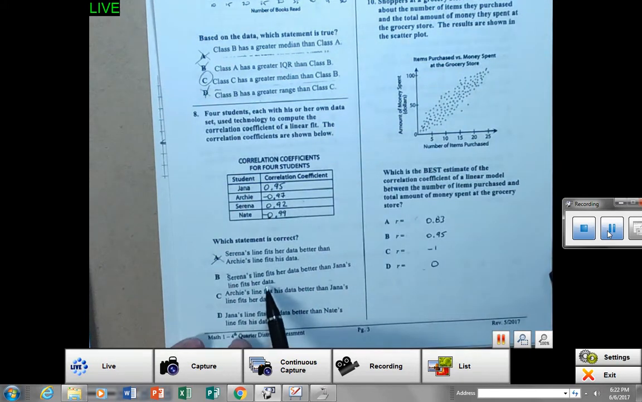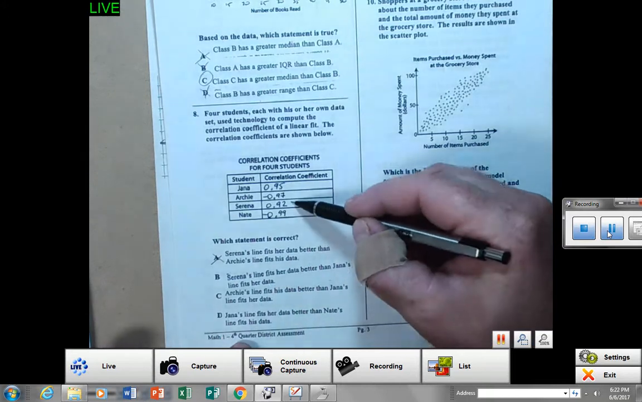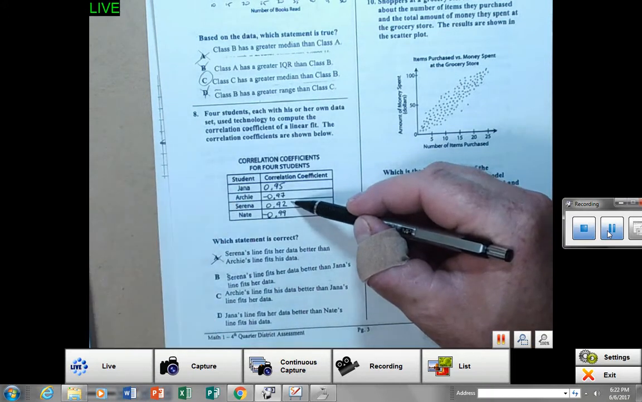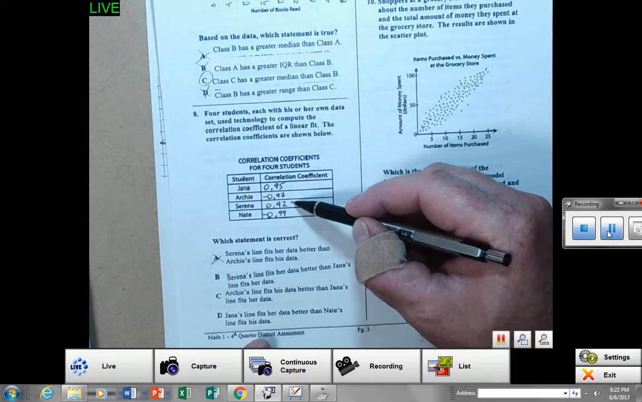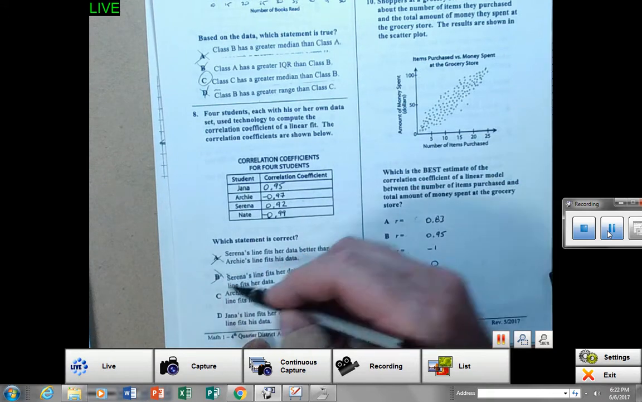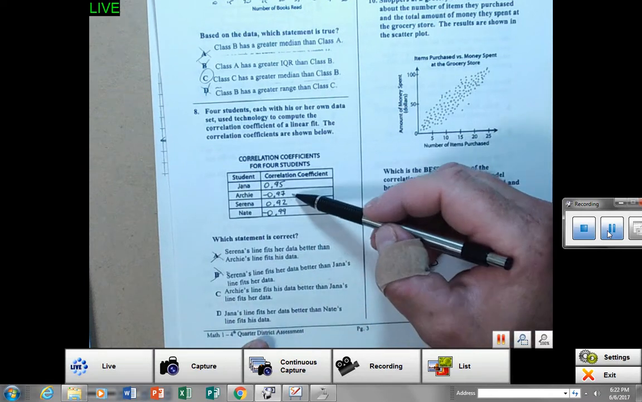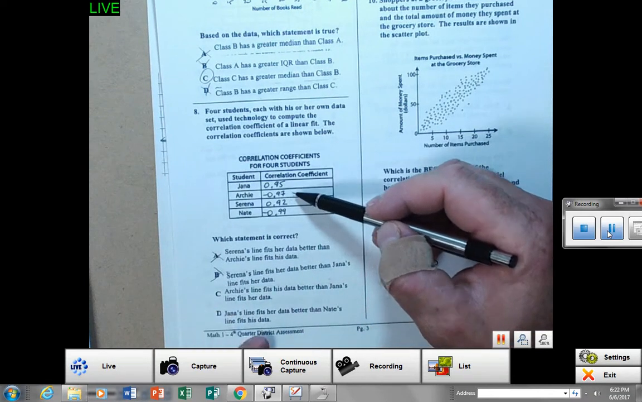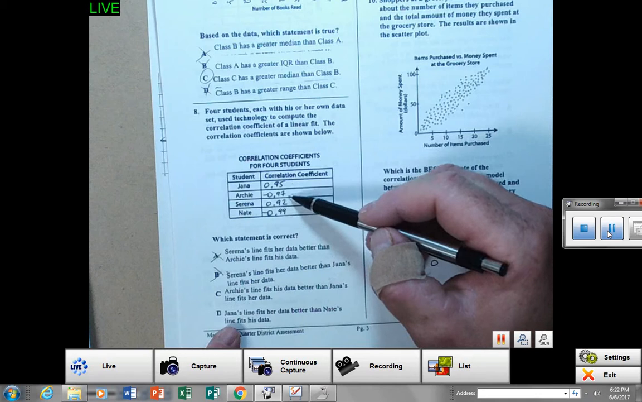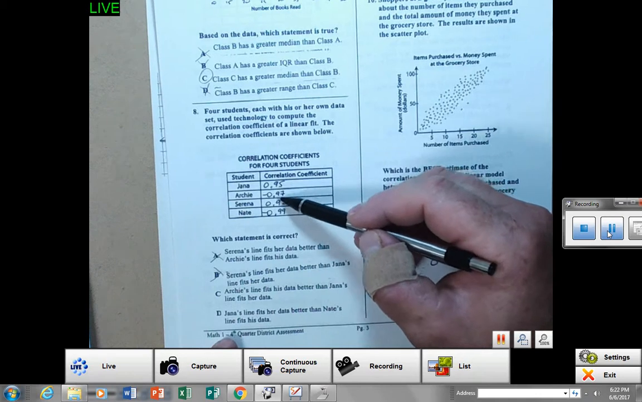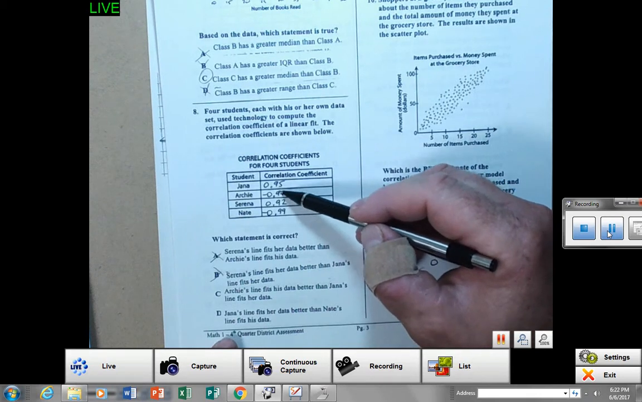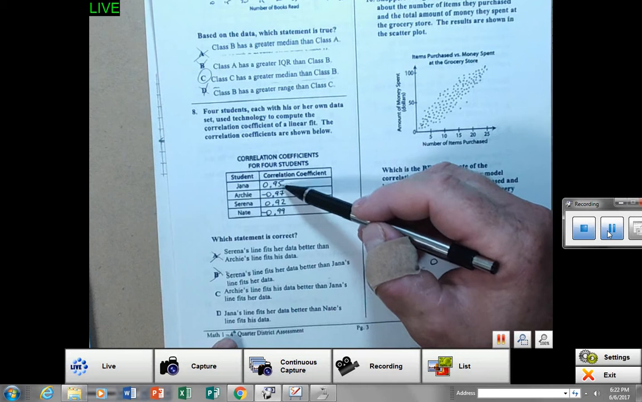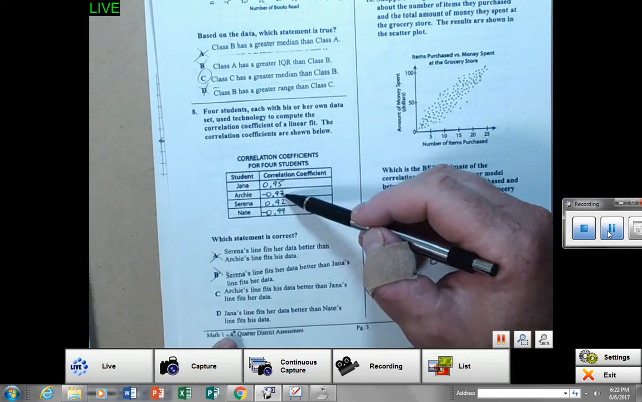Serena's line fits her data better than Jana's line. Serena 0.92, Jana 0.95. Again, that is not true. Jana has a larger correlation coefficient. Her line will fit better than Serena's. C, Archie's line negative 0.97, Jana 0.95. Archie, even though this is negative, has a number larger, closer to 1 or negative 1. Jana's is close to 1, but not quite as close on the other end of the scale.